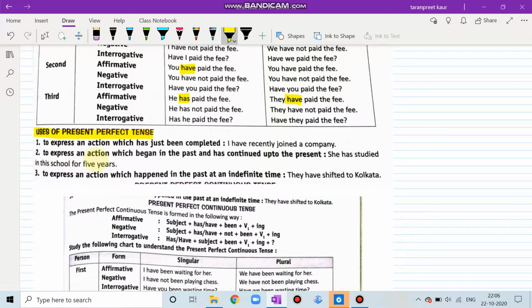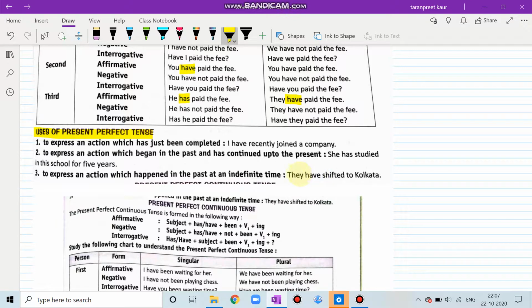Secondly, to express an action which began in the past and has continued up to the present. Like we say, she has studied in the school for 5 years. So this is some action which began in the past and has continued up to the present. And third one, to express an action which happened in the past at an indefinite time. We don't know at what time. Like if I say they have shifted to Kolkata. So we don't know when they shifted, but they have shifted. So I hope this is clear to you.